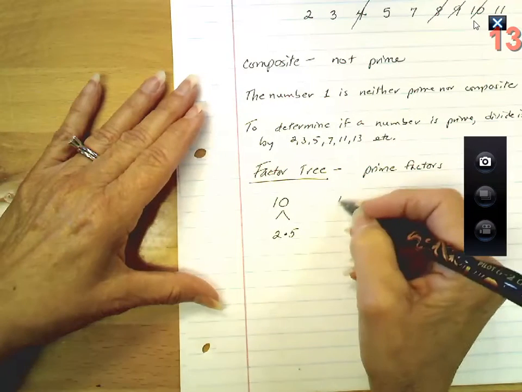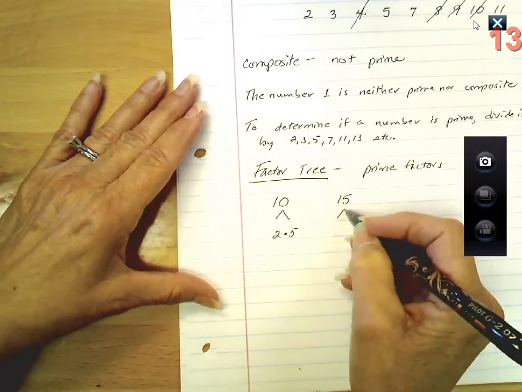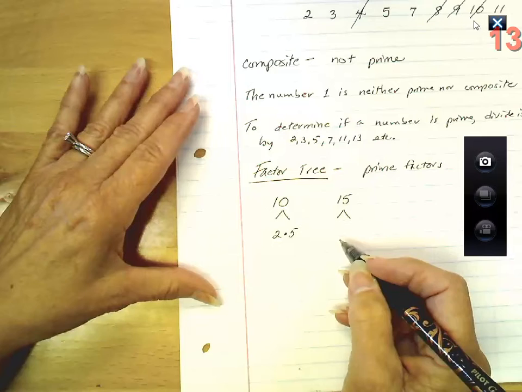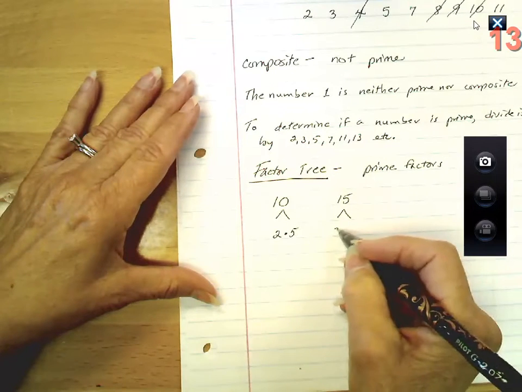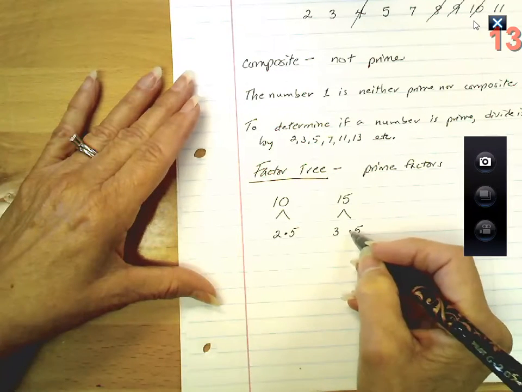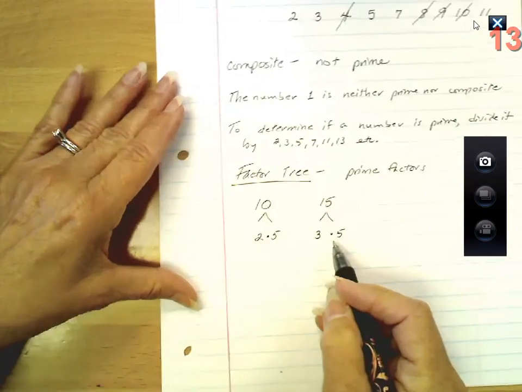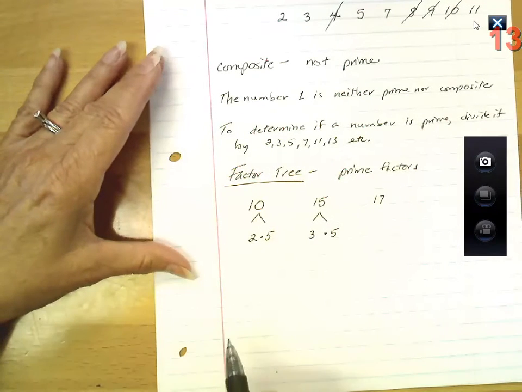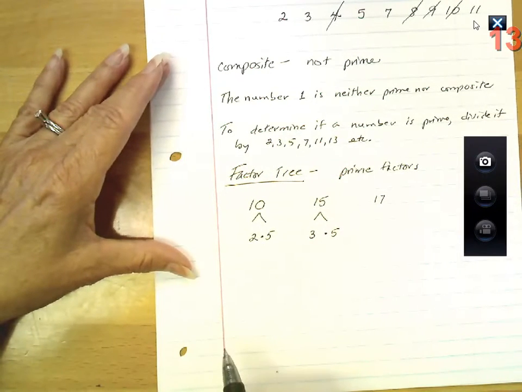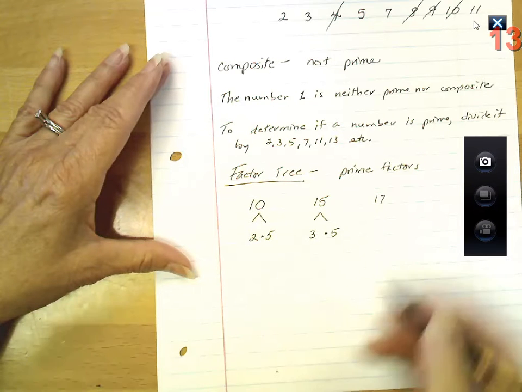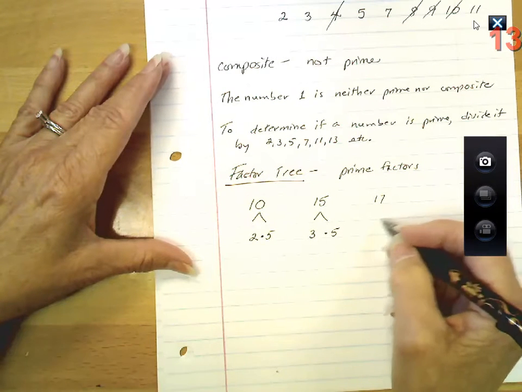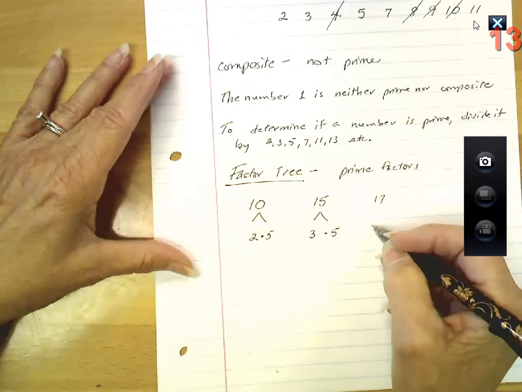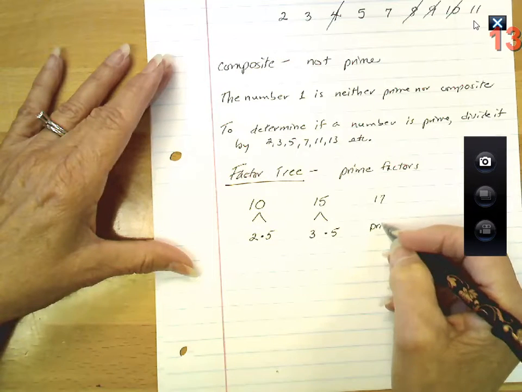If you have 15, what's the smallest prime that'll go into it? 3 and 5. So those are your prime factors right here. If we have a 17, we try 2 into it, 3, 5, 7, 11. So it's just a prime number, so you can't write its prime factors. It's prime.